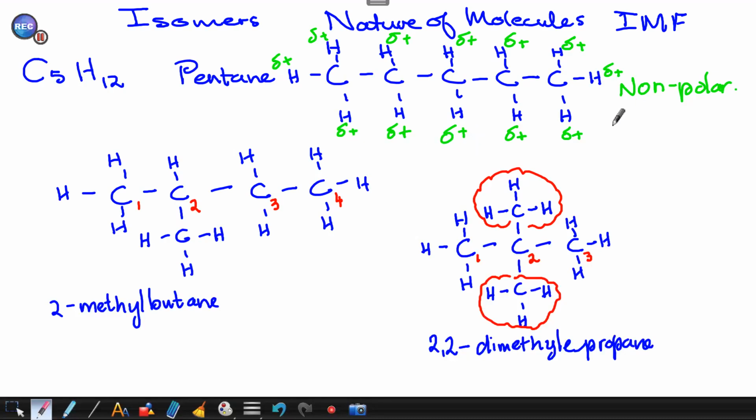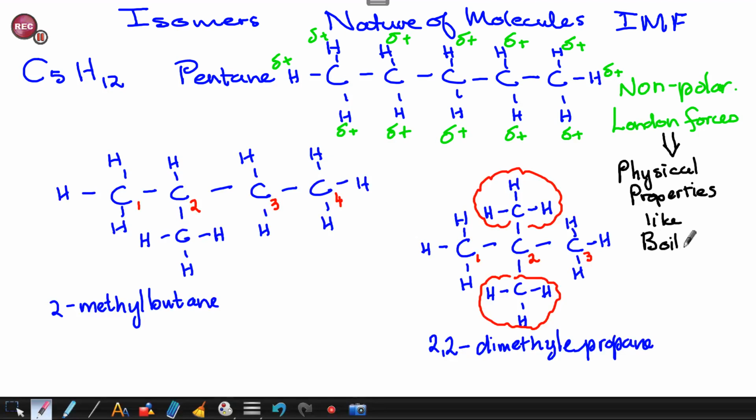So the intermolecular force between these non-polar molecules are London forces. And we have it from last year that the intermolecular forces determine physical properties. It determines a property like boiling point. That's what it determines. Are you with me?